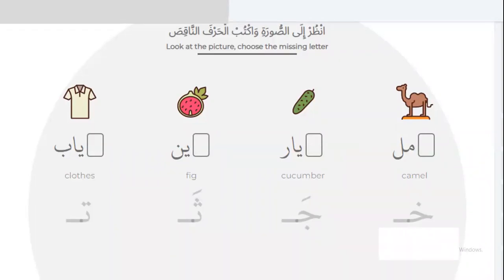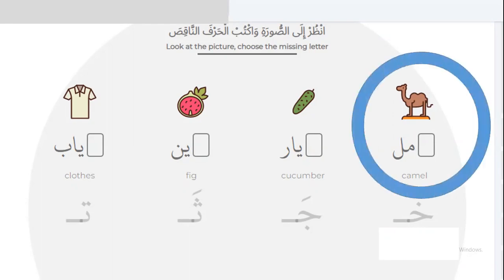Let's go to the third question. Please look at the picture. Choose the missing letter. Look and choose this word. What is it? Is it hamalon, jamalon, samalon, or tamalon? It's jamalon. Yes, jamalon. Very good.